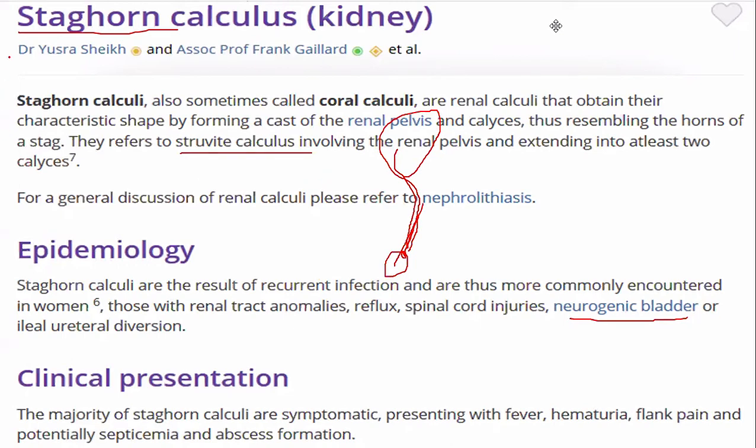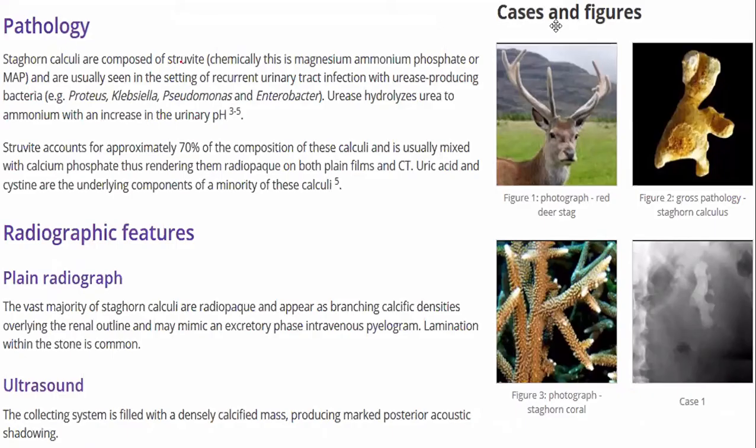Okay. So staghorn are composed of struvite. Chemically, the struvite is actually MAP, magnesium ammonium phosphate, and is usually seen in the setting of recurrent UTI with urease-producing bacteria. They are Proteus, Klebsiella, Pseudomonas, Enterobacter. The urease that they produce hydrolyzes urea to ammonium with an increase in the urinary pH. So therefore, they will precipitate.